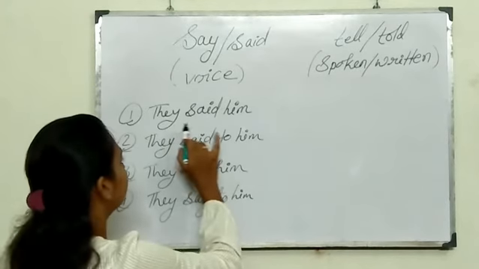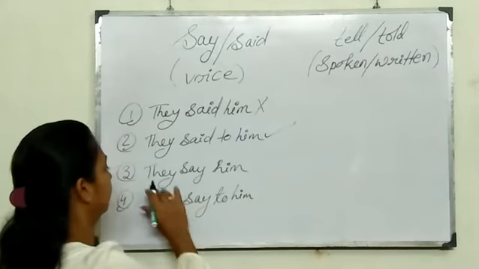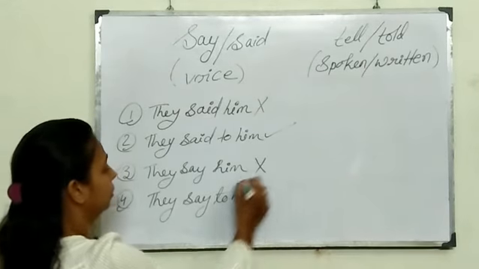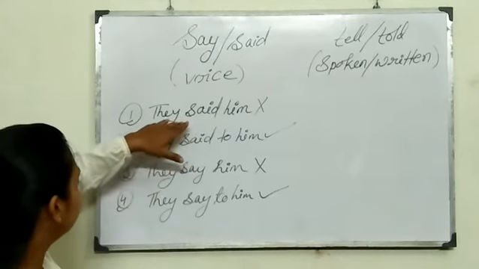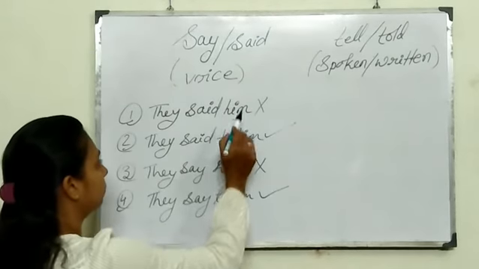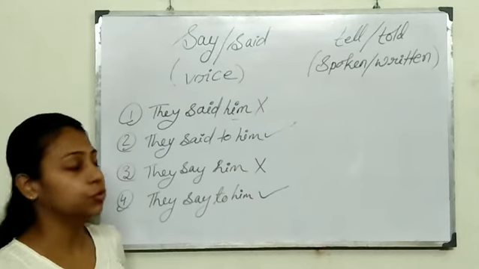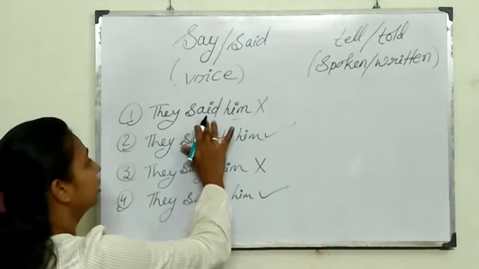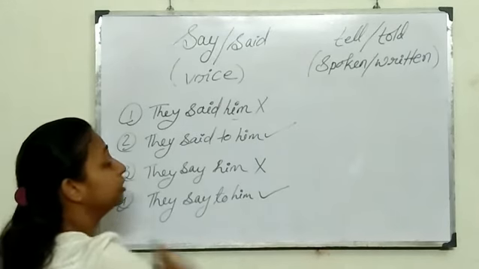Which ones are wrong? They said him is wrong. They said to him, correct. They say him is wrong. They say to him is correct. So why are sentences 1 and 3 wrong? Because here the object is added without the help of to, or without adding to. They said him: the object him is added without adding to.